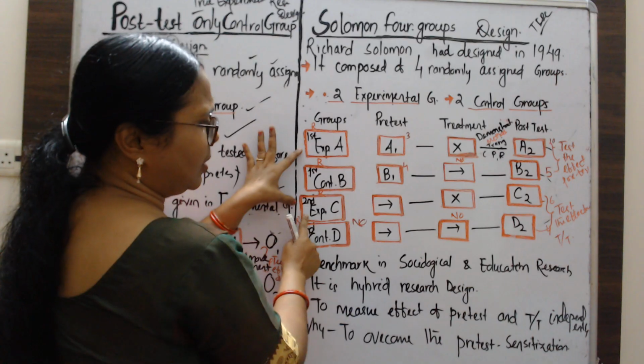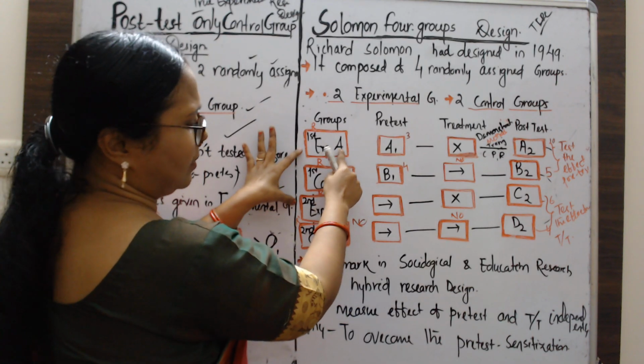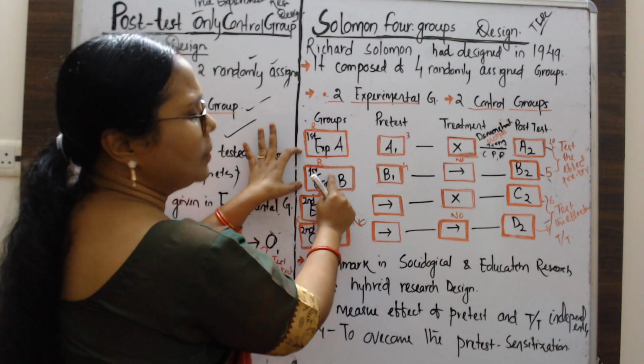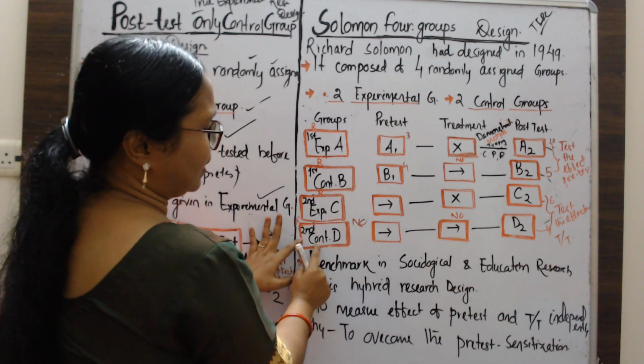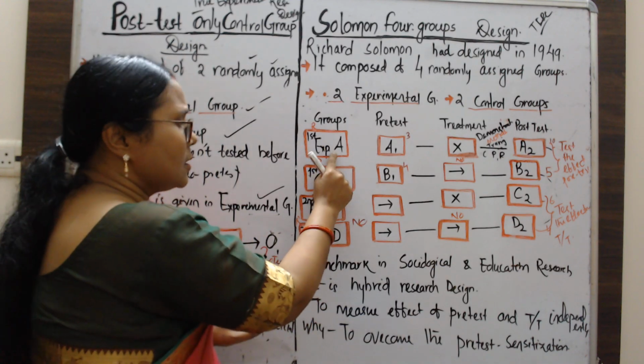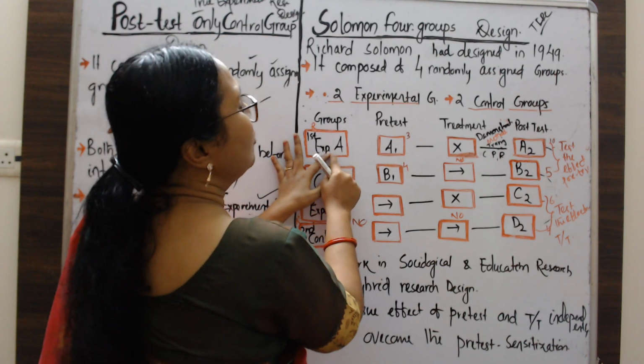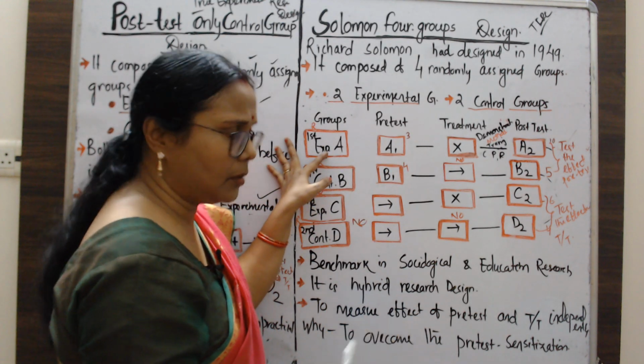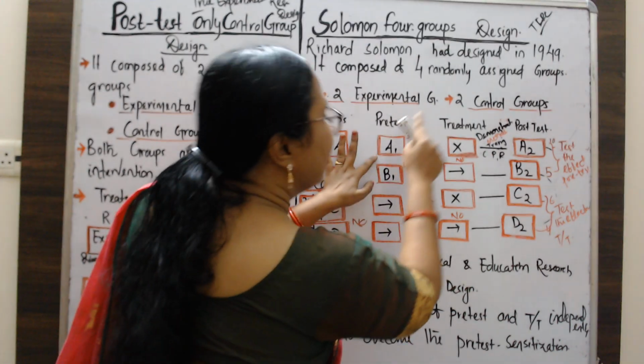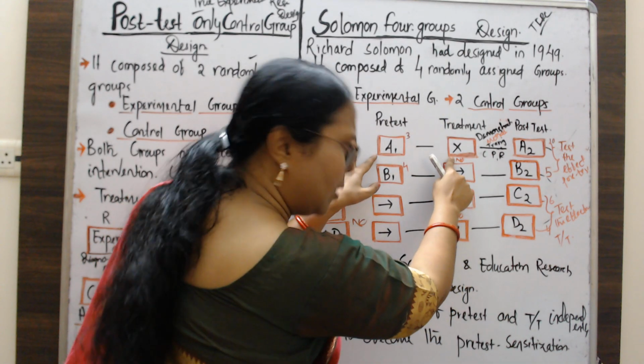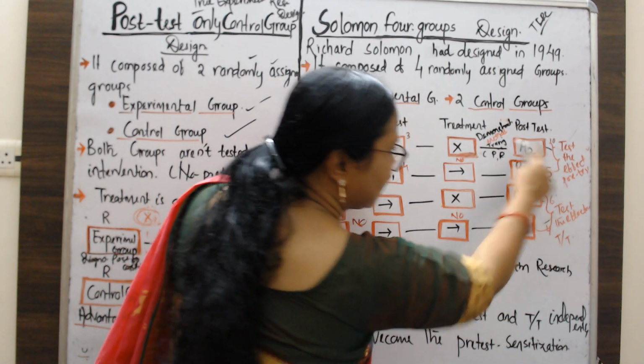If you see the structure, we have two experimental groups, the first and second experimental groups, named A and C, and the control groups, the first control group B and the second control group D. In the first experimental group, we provide a pre-test. As you know, the pre-test is carried out. Next, treatment or intervention is given. Then the post-test result will be seen.